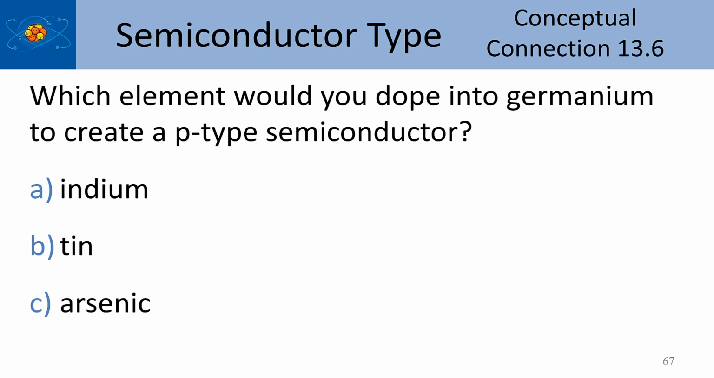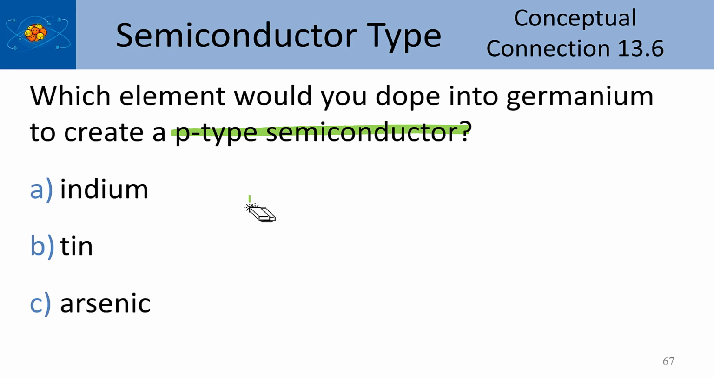So here we have an interesting question. It says, which element would you dope into germanium to create a p-type semiconductor? It's not really important that it's germanium, because germanium and silicon are really the only two elements that are commonly used as semiconductors, except for some synthetic materials that are being created. But what you're really paying attention to in this question is that it is p-type.